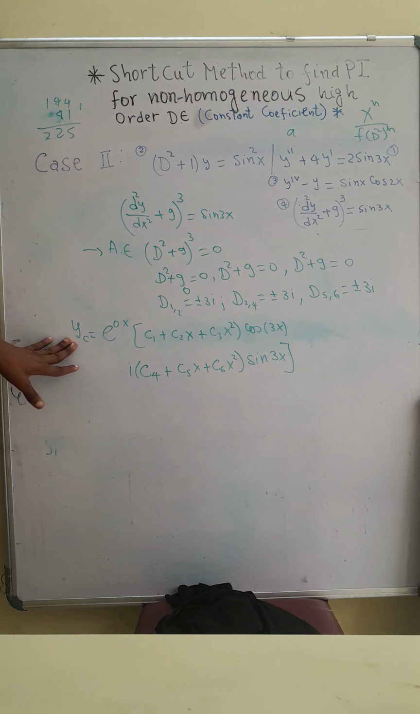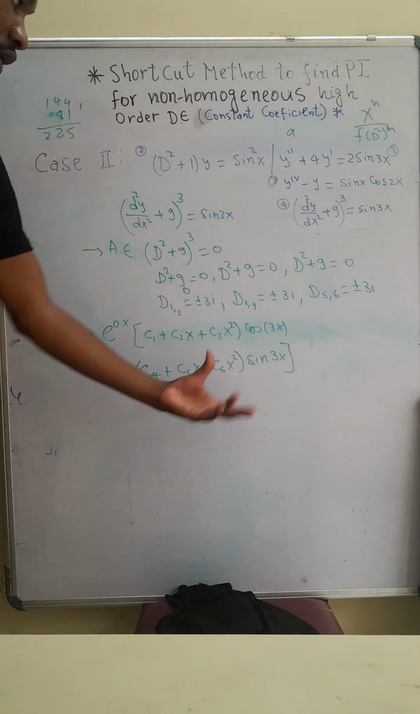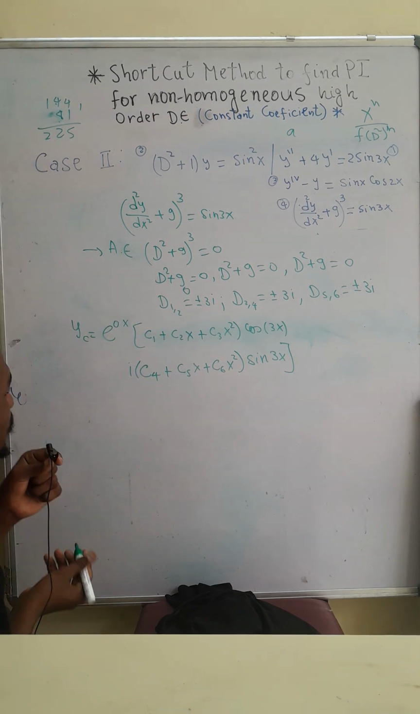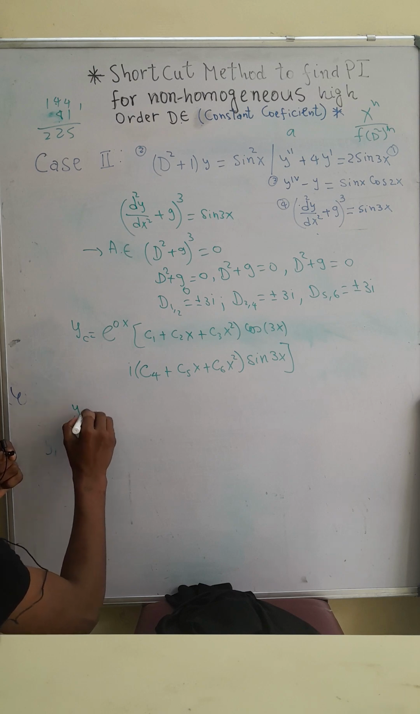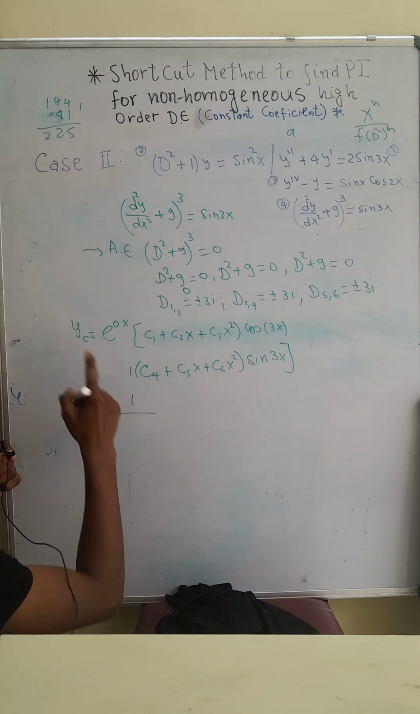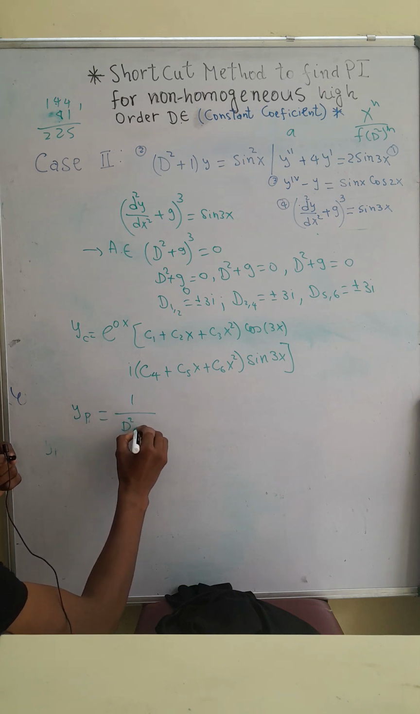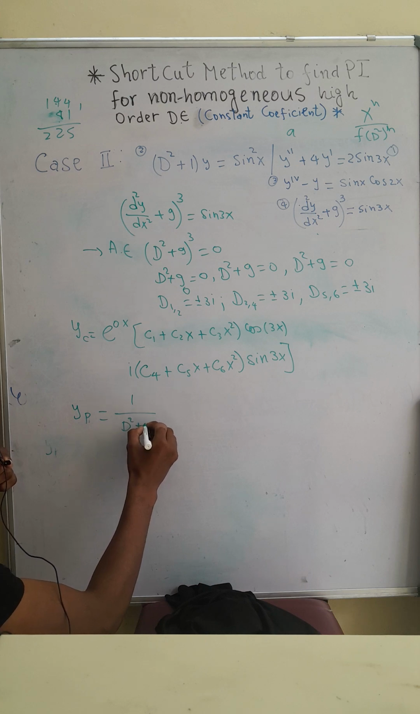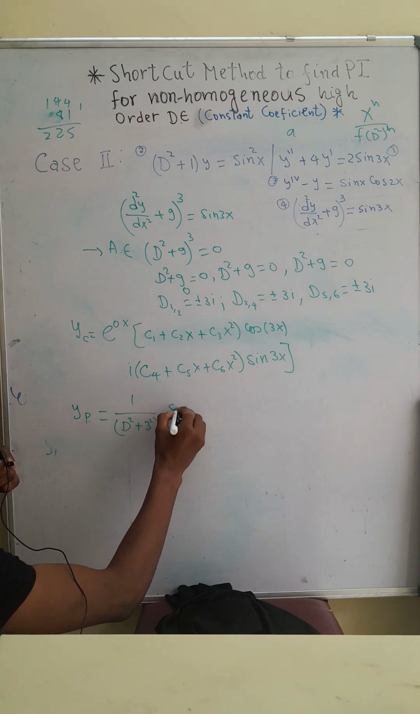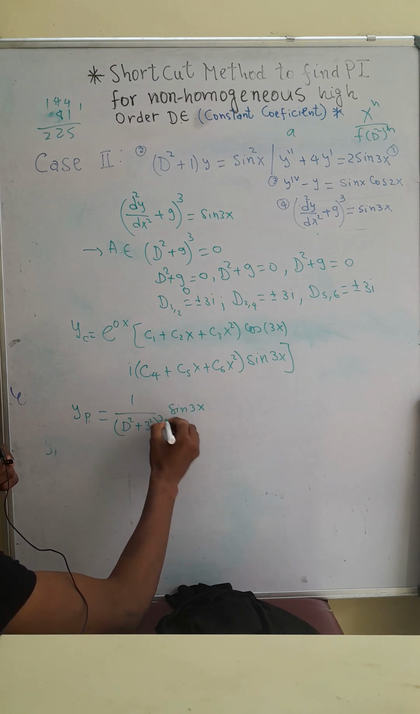That is yc. Now let us find yp. Just try to record this because I lack space, and I will need space to solve this one. How to find yp? yp will be 1 upon D squared plus 9, where 9 is 3 squared, and it is raised to 3, then we have sin of 3x.